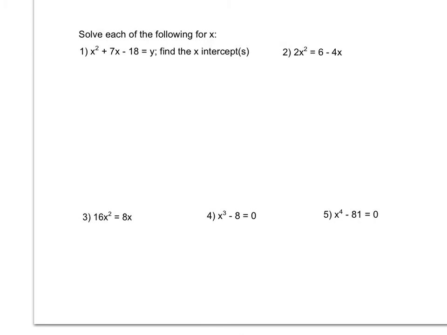In order to find the x-intercepts of this equation, the first thing I'm going to do is plug in 0 for y, because I know if I am on the x-axis, I am up or down 0, my y is 0. So I will have x squared plus 7x minus 18 equals 0.